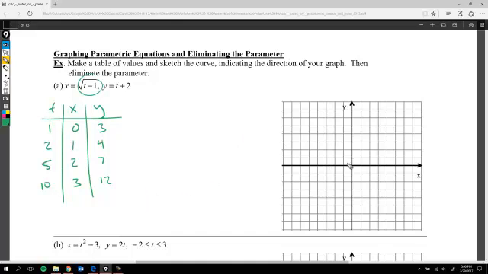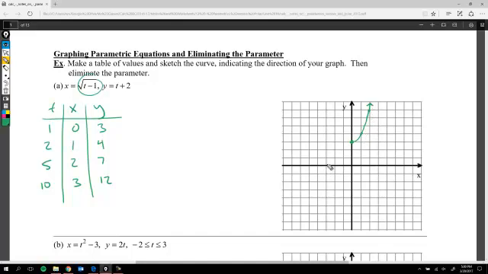If I wanted to graph this, I'm not really paying attention to the t right at the moment. Okay, I'm just going to start by plotting my points just like I normally would. So (0, 3), (1, 4), (2, 7), and then (3, 12) is going to be way up there. And I'm going to graph this.